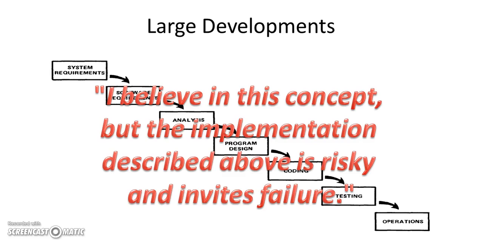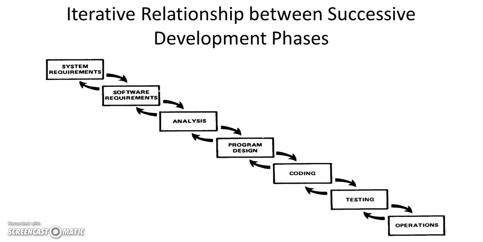Now, it's really important to note that Royce said, "I believe in this concept, but the implementation described above is risky and invites failure." So Royce believed it's good to have a staged approach, but the waterfall model, so-called, is not one that he necessarily thinks is the safest way to go.